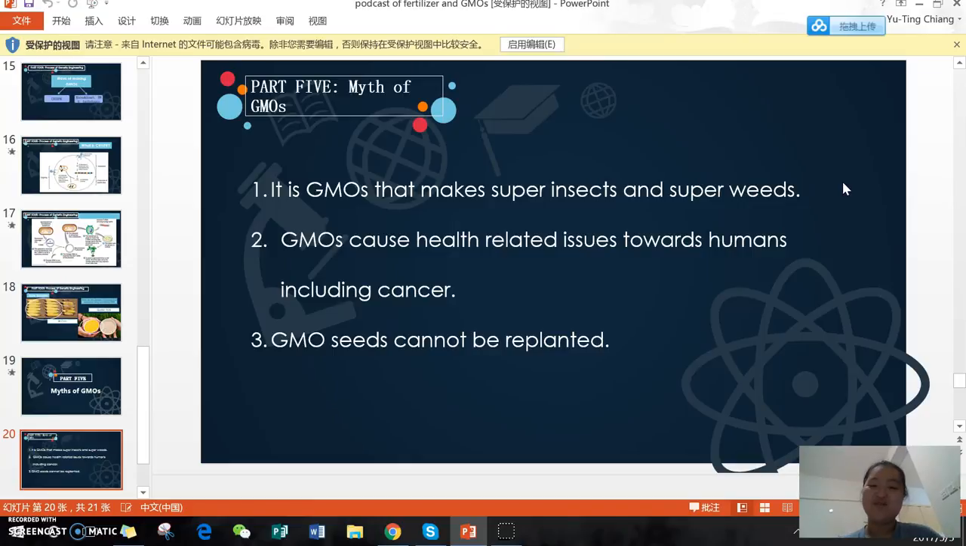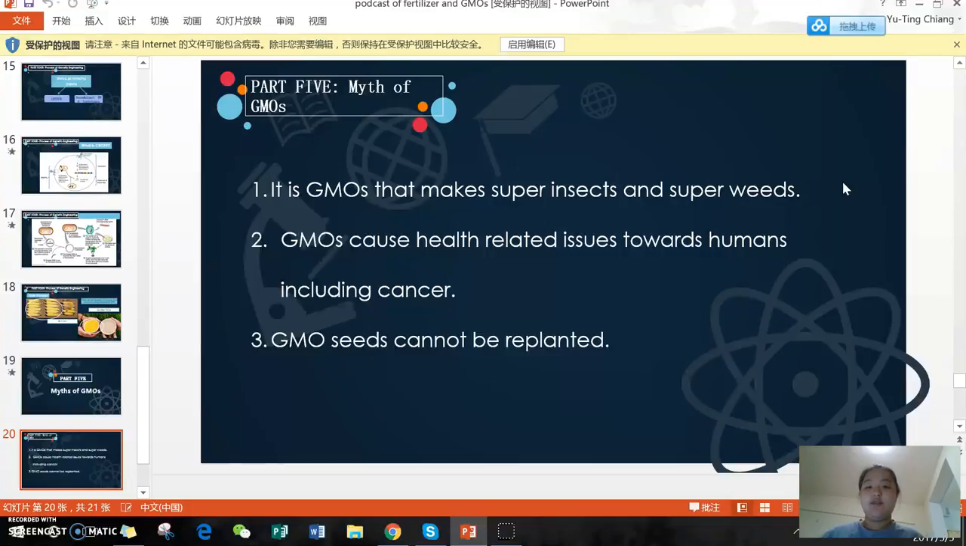Okay. It is GMOs that make super insects and super weeds. So, what will happen is that some GMOs, such as BT corn that we just looked at, are genetically modified to have a toxin that will kill the pests and weeds within the organisms themselves. And some of the pests or weeds will be slightly more resistant against the toxin. And when those pests and weeds eat the GMOs, those that are more resistant will eventually survive. And those that survive will reproduce together to produce offspring with stronger resistance, which they call super weeds and super insects.